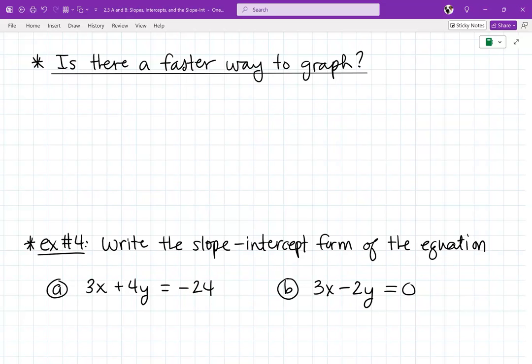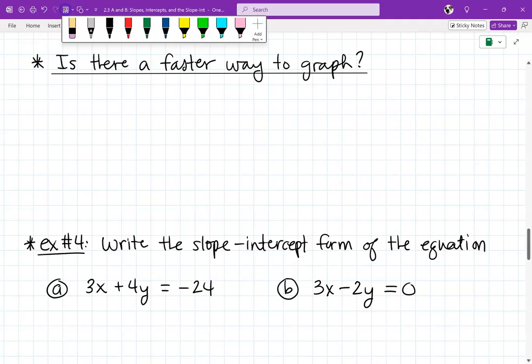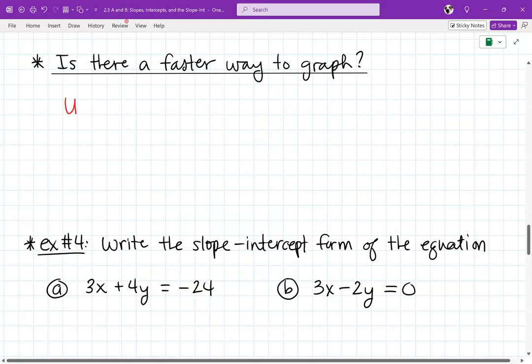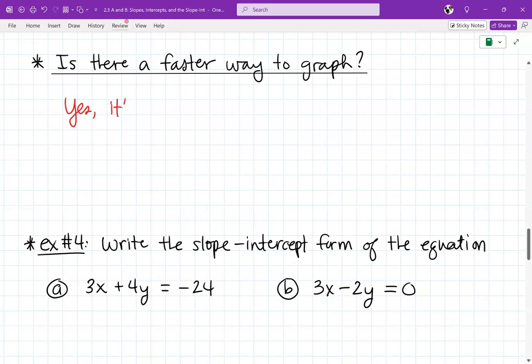Obviously, the answer is yes, or else we wouldn't be teaching a lesson on it, right? There is a faster way, and the faster way is slope-intercept form. So I'm going to give you that definition right now. There is definitely a faster way. It's actually probably the most accepted way to graph. So I'm going to put right here, yes, it's called the slope-intercept form.